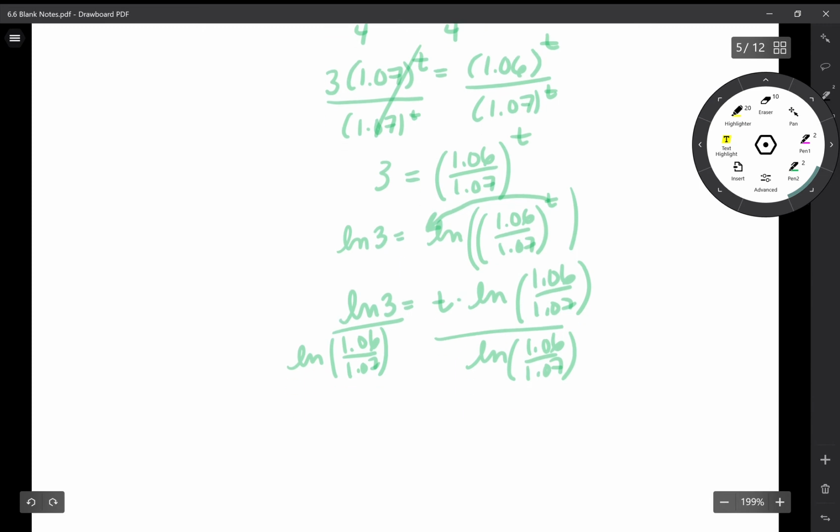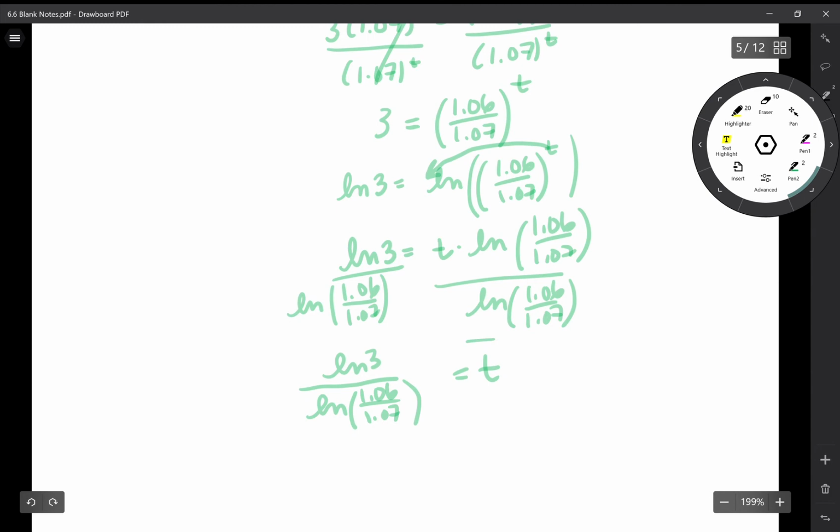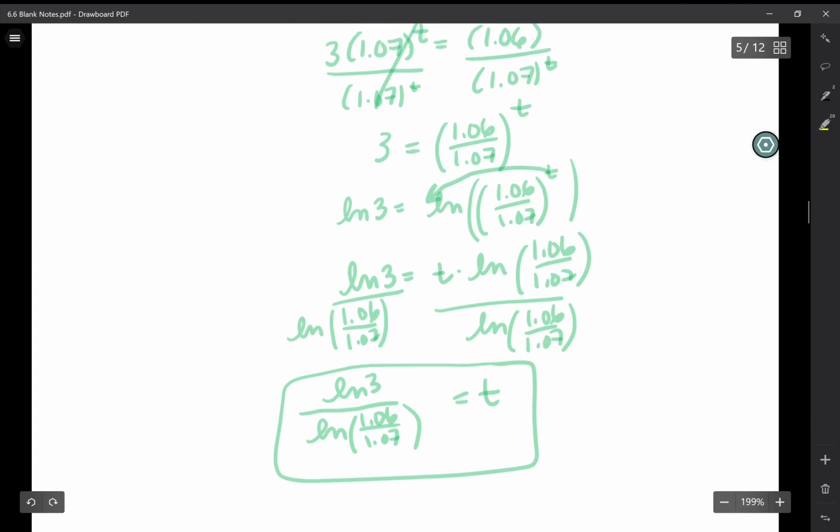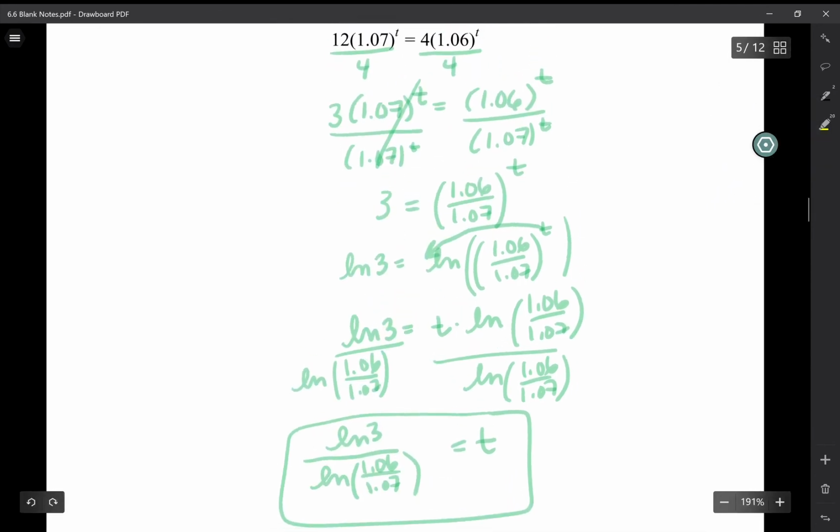And my final answer is t equals the natural log of 3 divided by the natural log of 1.06 over 1.07. And that is actually how I would leave my final answer. Let's go ahead and check this guy using a decimal approximation. Using our calculators, let's see if we can squeeze it in up here. t is about equal to, so this is my check, natural log of 3 divided by natural log of 1.06 divided by 1.07.